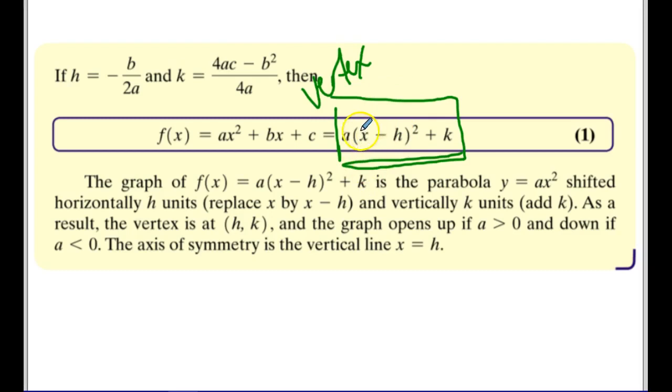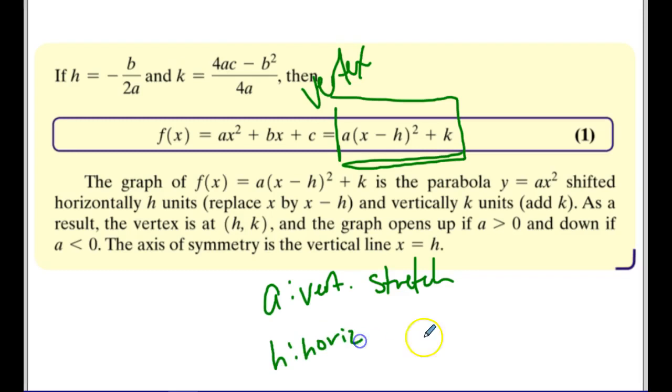The big important thing is it's always x minus h. x minus h. Don't forget that. So what does this mean? a is my vertical stretch. h is going to be my horizontal translation, so that tells me if it's going to go back and forth at all, right or left.